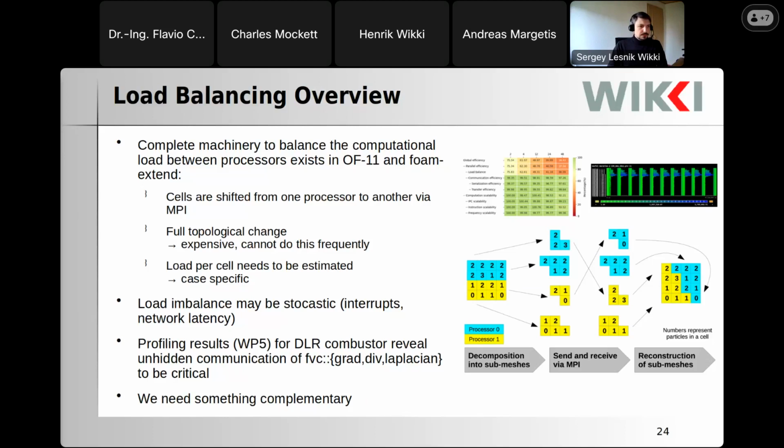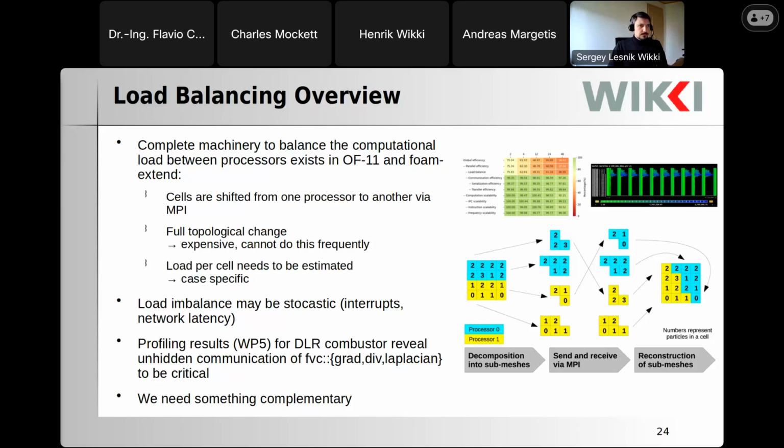So you have processor 1 and processor 0, and they exchange the cells. And because it's a topological change, this is quite expensive. There is also an issue with the metric that you want to use for load balancing. If you think of decomposePar, then the metric that we use there is to level the number of cells. That is our primary goal and objective in the load balancing, in the decomposition.